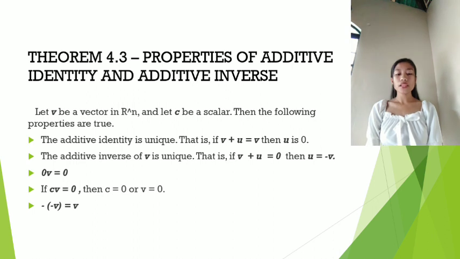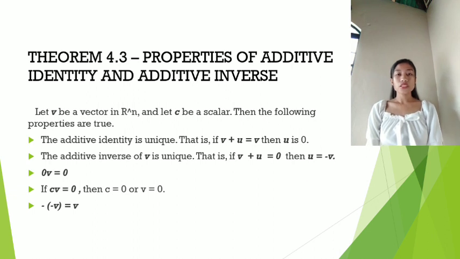Let V be a vector in R^n, and let C be a scalar. Then the following properties are true. The first one is, the additive identity is unique. That is, if V plus U is equal to V, then U is equal to 0. Second, the additive inverse of V is unique. That is, if V plus U is equal to 0, then U is equal to negative V.